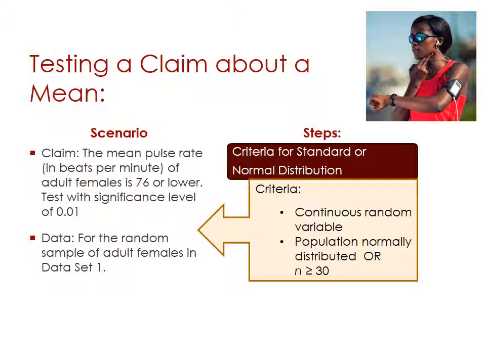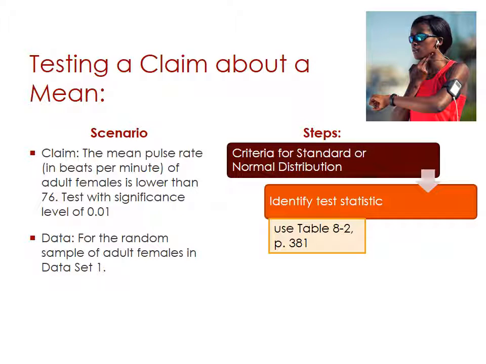So the next thing we're going to do is look at our population. You need to look at that and tell me, what is our n? Do we have an n greater or equal to 30? Oh, we do. So our criteria are checked, and we're going to move on to our next step, which is identifying our test statistic.